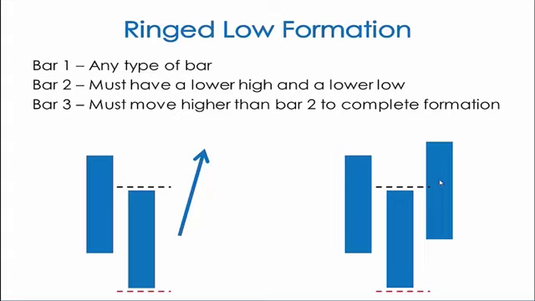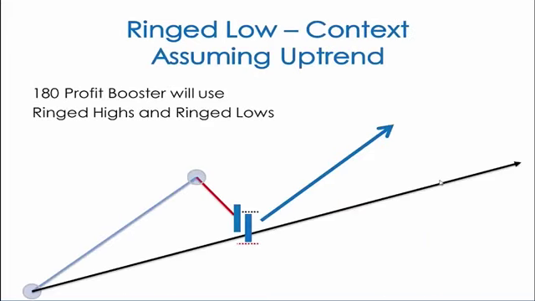Now, it's one thing seeing it in a pretty picture here, but you need to also see it on charts as well and understand the context as to when we're going to be using it. So the ringed low pattern is only used in an upward trend. If you use ringed lows in a downward trend, that's a great way to lose a lot of money very quickly. So ringed lows, uptrend, they're a buy signal.